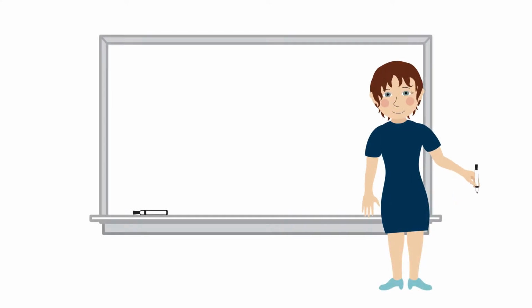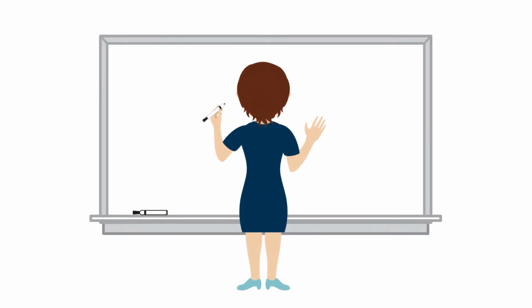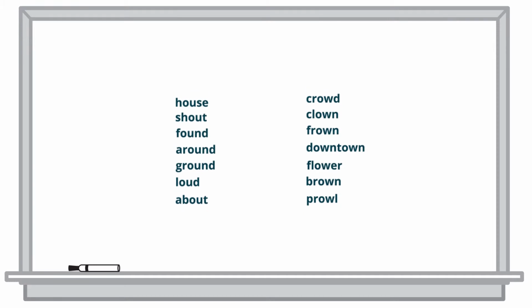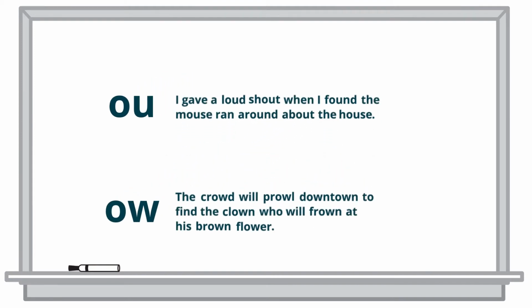Let's see what happens when we transform this left brain lesson into a lesson that activates processing in both hemispheres at the same time. First, let's activate right brain processing by finding similarities between the words. Let's organize a list into two groups by sound spelling. Let's continue to activate right brain processing by linking each group of words into a sentence. One group of words becomes a mouse story, and the other group of words becomes a clown story. All OU words belong to the mouse, and all OW words belong to the clown.